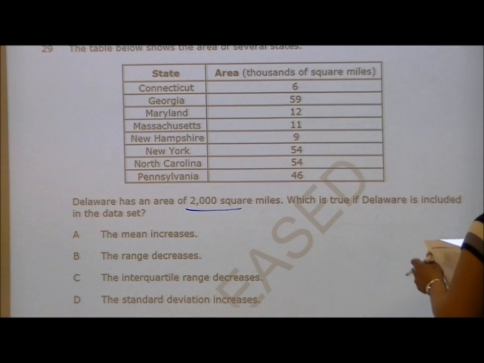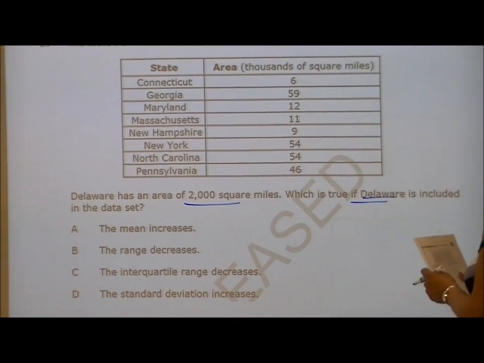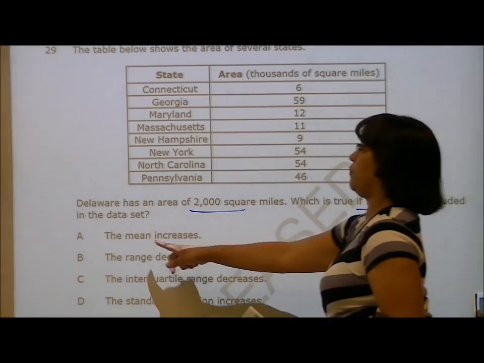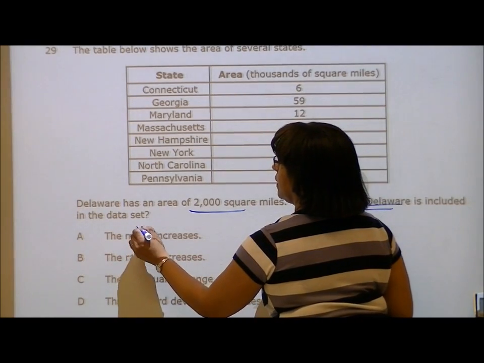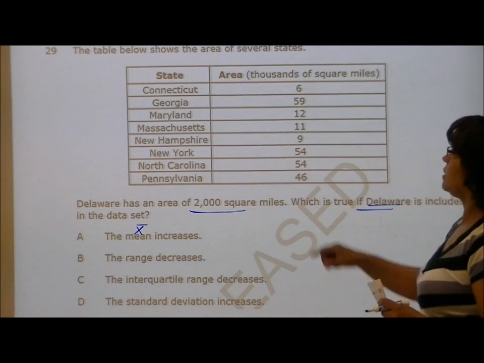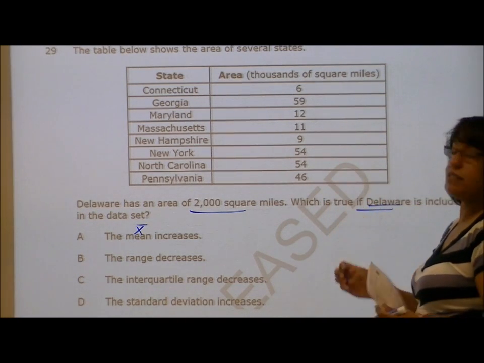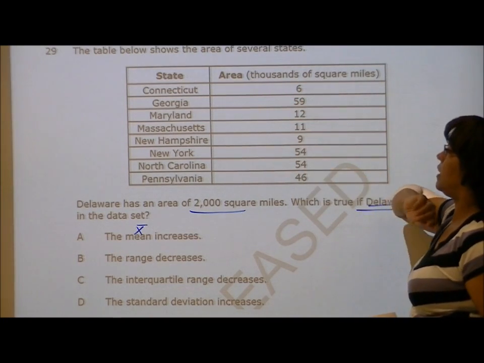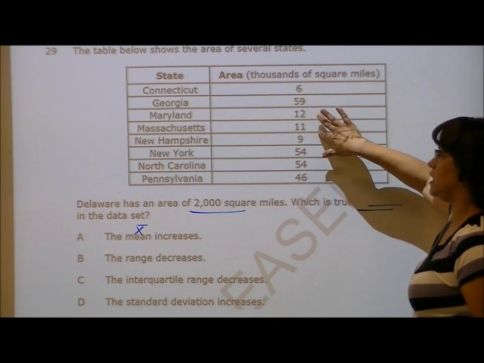So which is true of Delaware if Delaware is included in the data set? Will the average go up? Because remember, the mean, which can also be written like this, is the average. So with the mean increase, if you look at these numbers, they're in thousands. So 6 really means 6,000. 59 means 59,000. So think about where 2,000 is in this group.